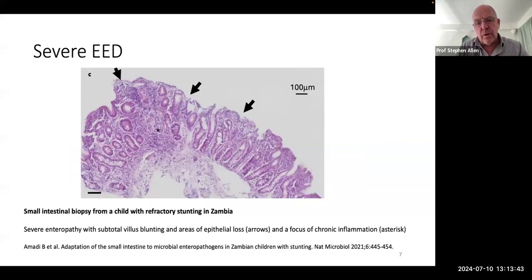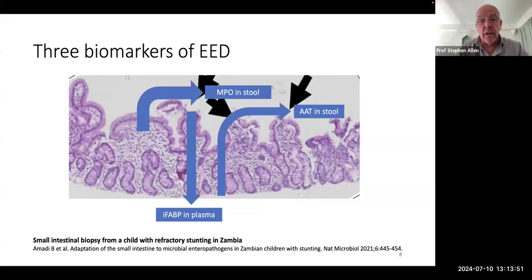This sort of insight into what's going on in the gut requires a biopsy, which usually requires endoscopy and general anesthetic, which is clearly not appropriate for field studies. So what we do is use biomarkers, and the three biomarkers I'll talk about are probably the ones that have been used most commonly in malnutrition studies.